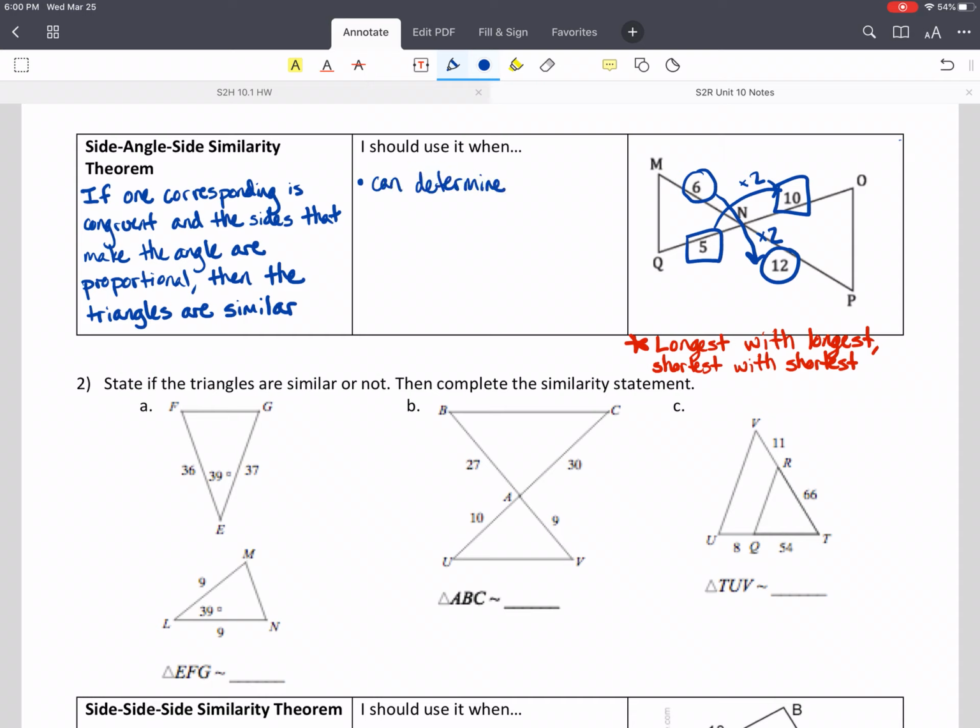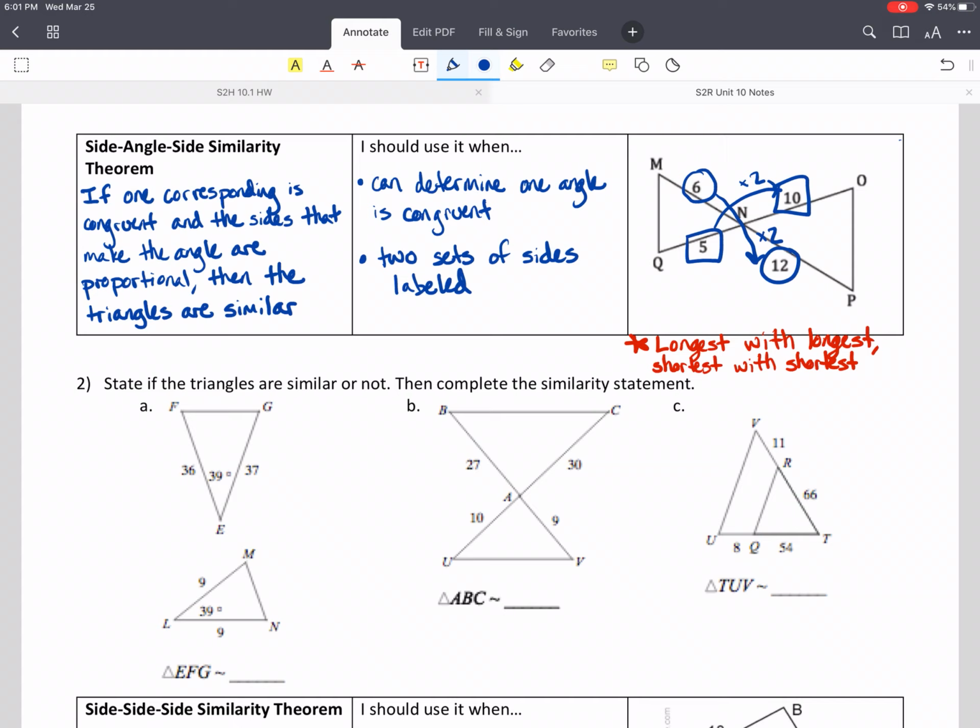and you can determine one angle is congruent. So that'd be a lot of vertical angles. And also, when you have two sets of sides that are labeled.